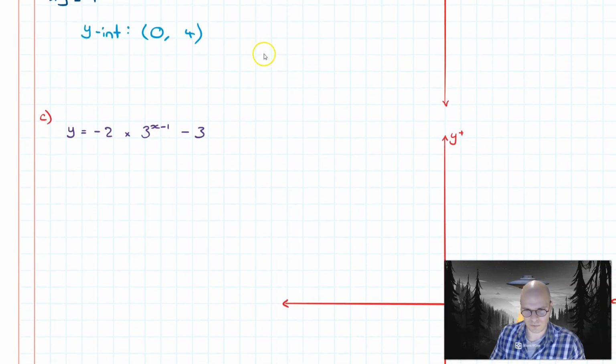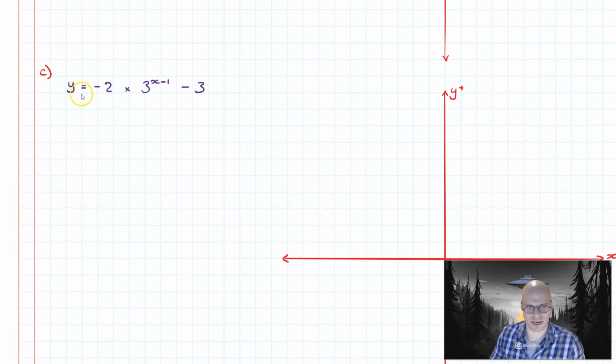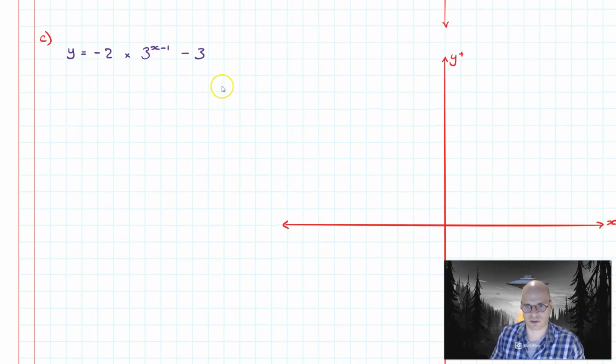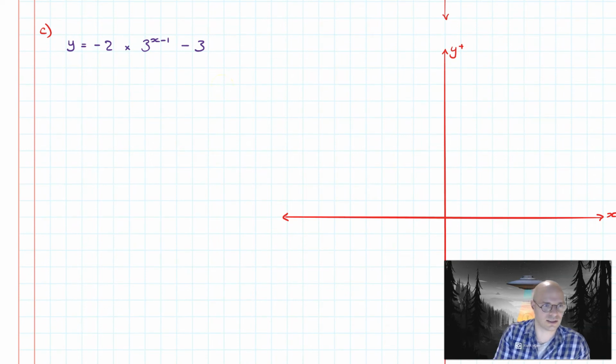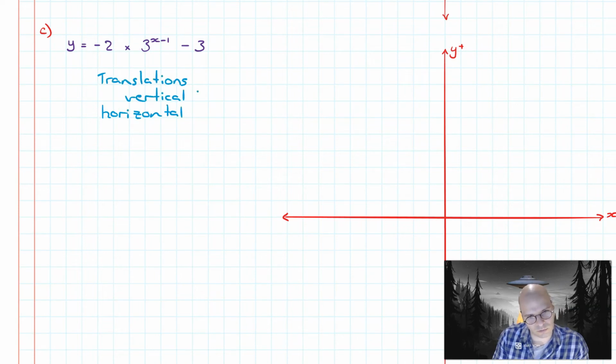Now, final one, we have y equals -2 times 3 to the power of x minus 1 minus 3. So we've got everything going on in this sketch here. Now to do this, we first start off by identifying our translations. The vertical translation is -3. And the horizontal, as you can see, looks to be -1, but it's in fact 1.